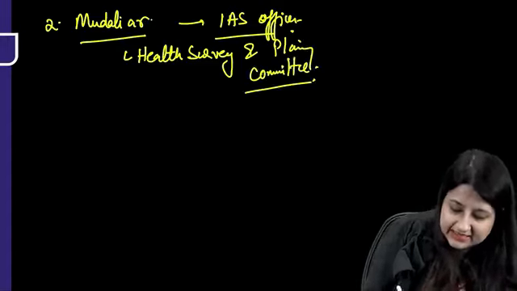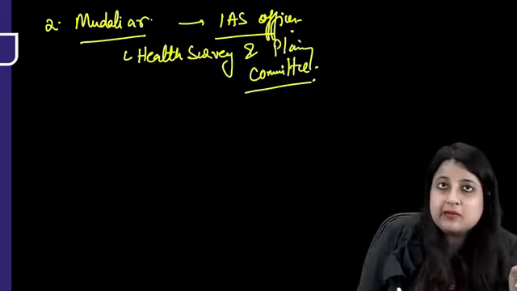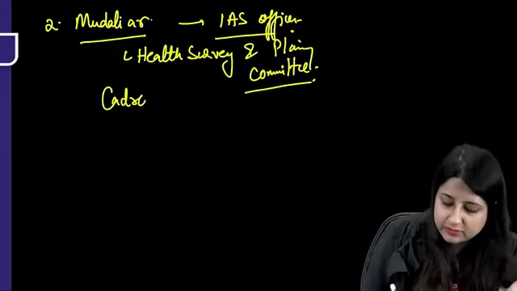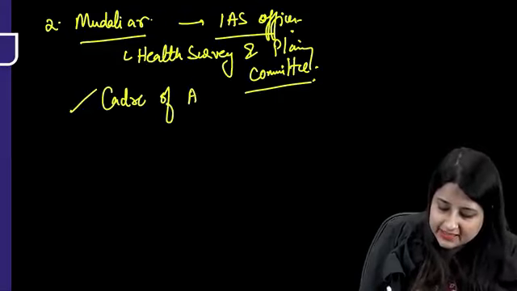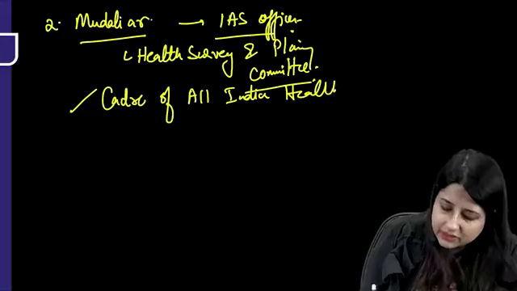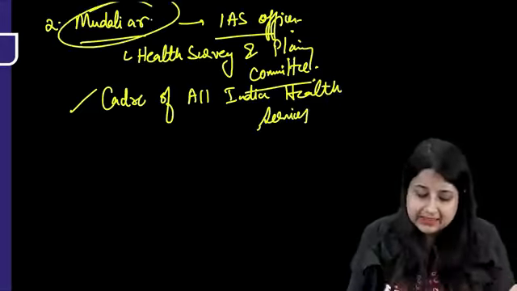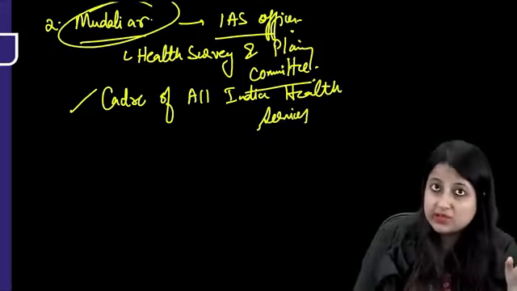And he said, let us strengthen the existing health setups, and he set up what is known as a cadre of All India Health Services. He was an IAS officer, so he spoke about forming a cadre of All India Health Services. So a cadre of All India Health Services was given by whom? Mudaliar Committee. The other name of the committee is also important, and this is what he did.